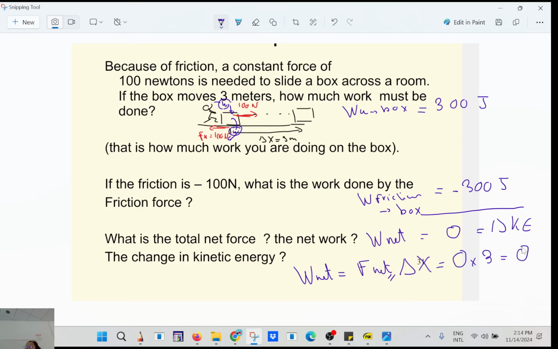So you have two ways to find the net work, right? At the end, you find the balance of your account, how much was withdrawn, how much was added. You add them up, and that will be the net work. Or you can find the net force, multiply by the displacement or the distance covered, and you can have the net work as well.